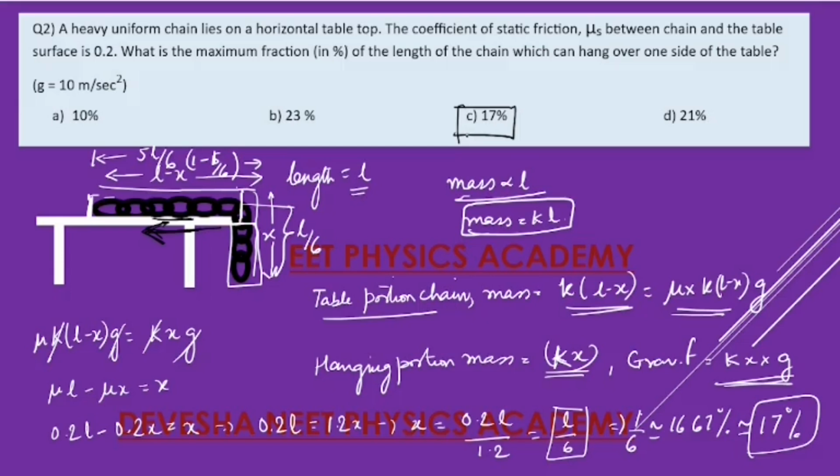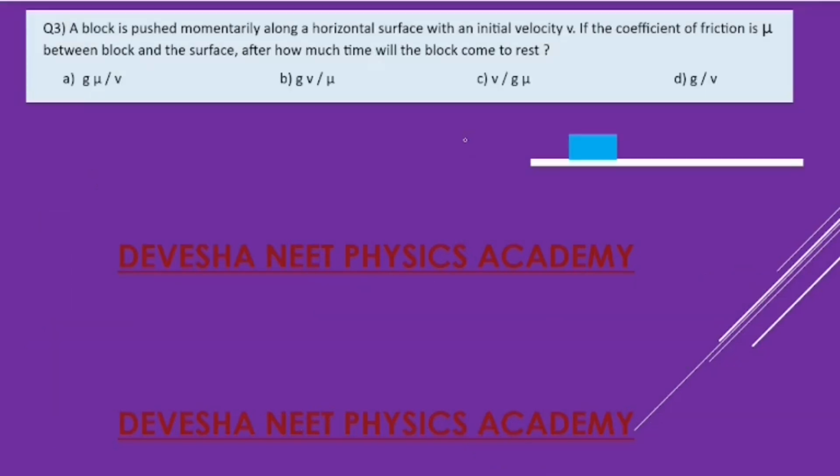Okay. Let's move to the next problem now. A block is pushed momentarily along a horizontal surface with a velocity v. So it means there is a block lying on the table. So we are pushing this with a velocity v. Now what will happen here? Since there is a friction, as it tries to move forward, the friction will try to prevent the motion. Okay, this is friction F, which will prevent the motion. And this is the velocity v with which we are trying to push the block, and this is the block we are talking about.